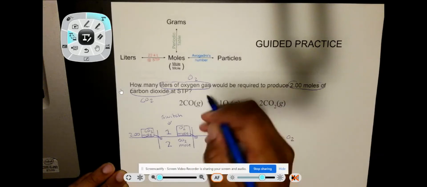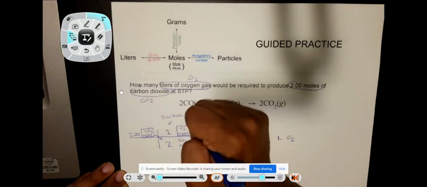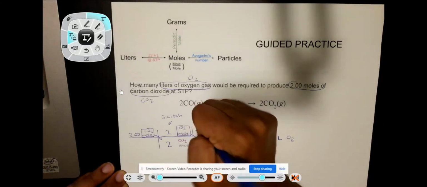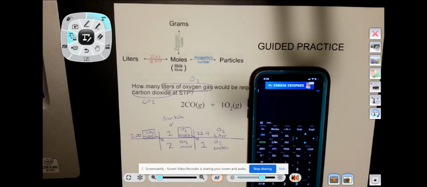Okay. And then I have 1 mole equals 22.4 liters. Okay. 1 mole equals 22.4 liters. Okay, so I'm going to show you how to put this into your calculator.